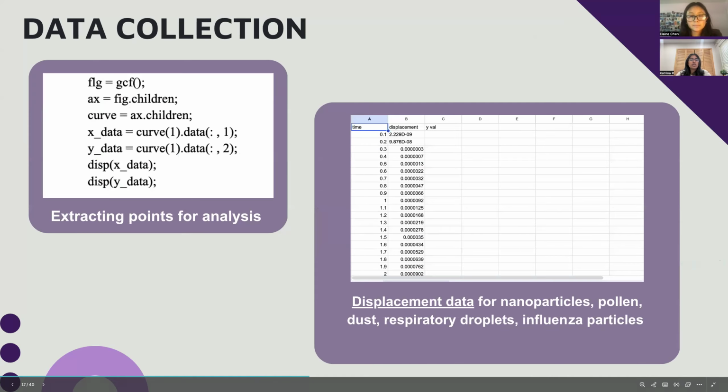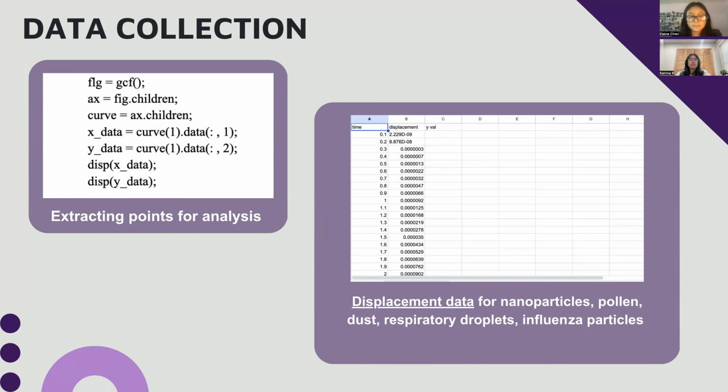Then we focus on extracting time and displacement data from the simulation for different particles and especially influenza. And this let us compare how each type responded to the same acoustic waves being generated for all of them.